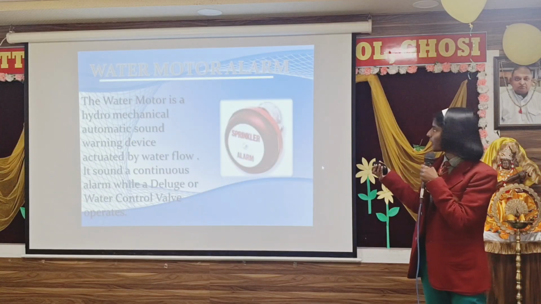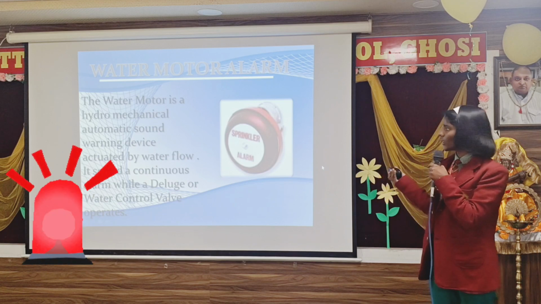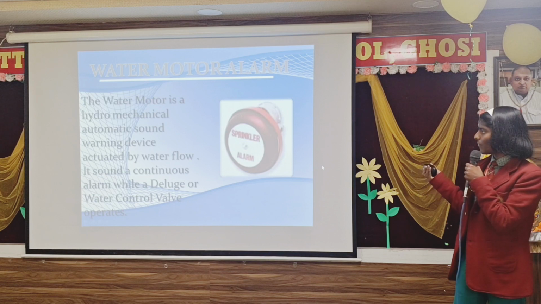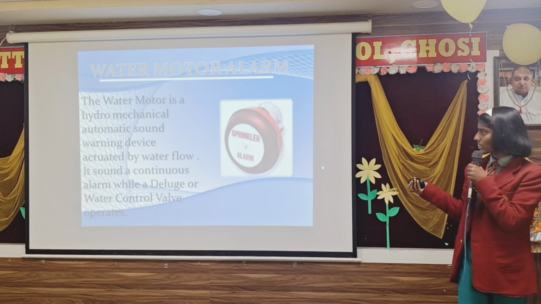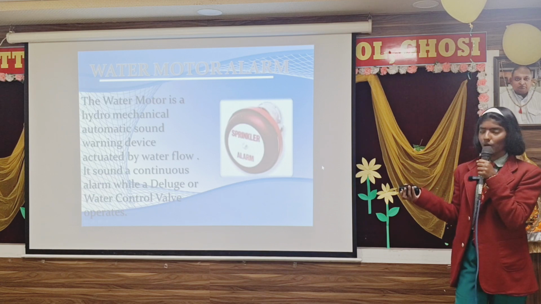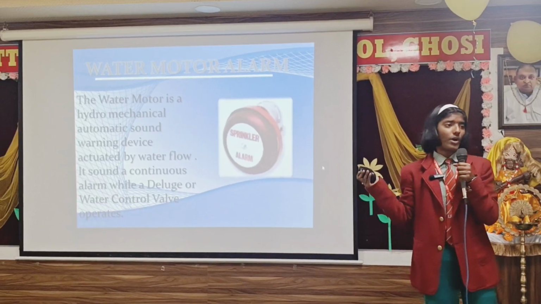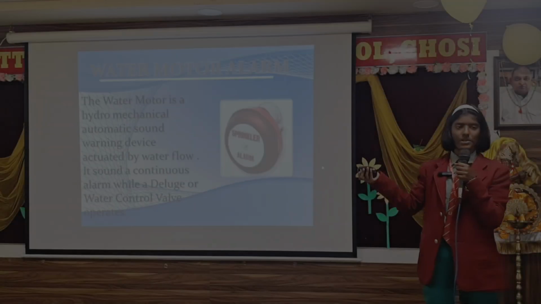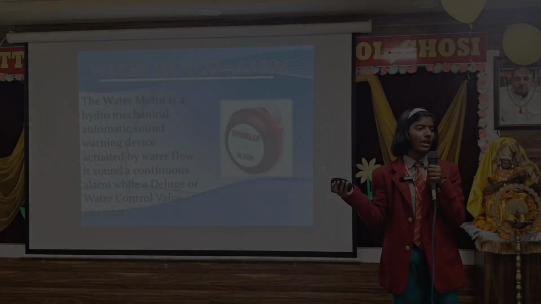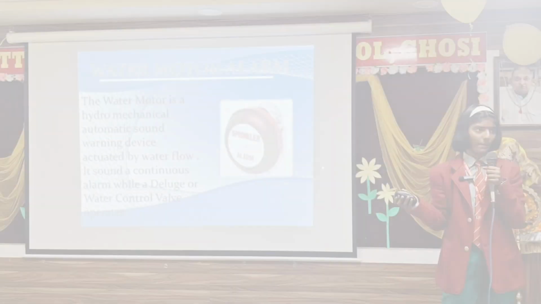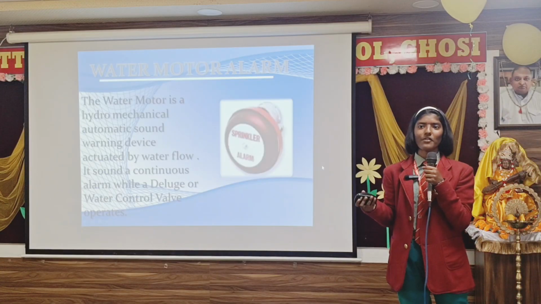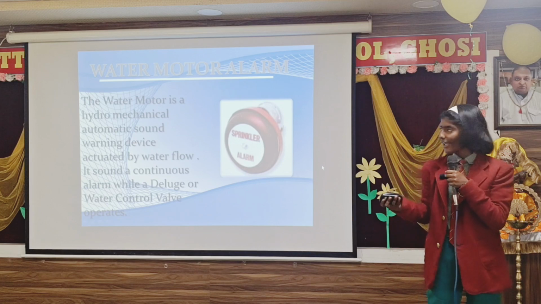So it is the water motor alarm. The water motor alarm is a hydromechanical automatic sound warning device actuated by water flow. It sounds a continuous alarm while a jug or water control valve operates. It is one of my favorite instruments that can be used in schools as well as homes for having an alarm at the right time to conserve water from overflow. Actually, it is more punctual than human beings and also more aware of conserving water than us.